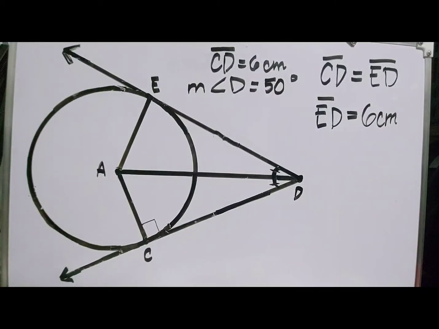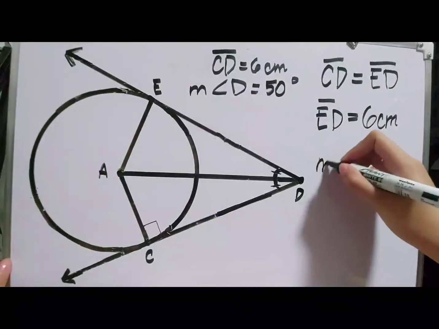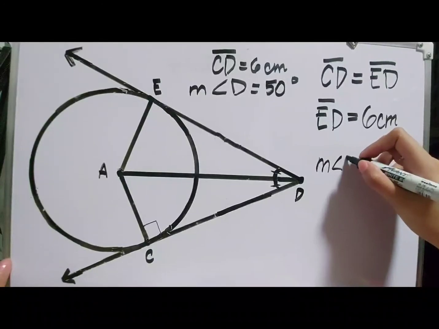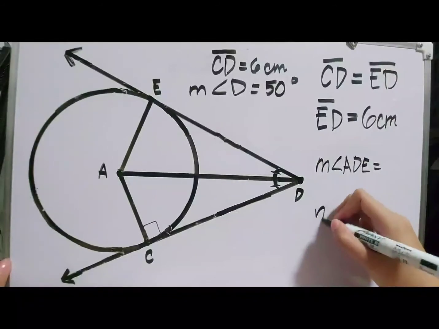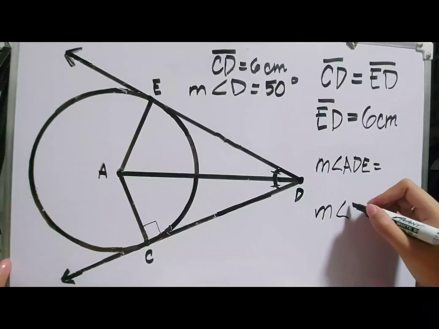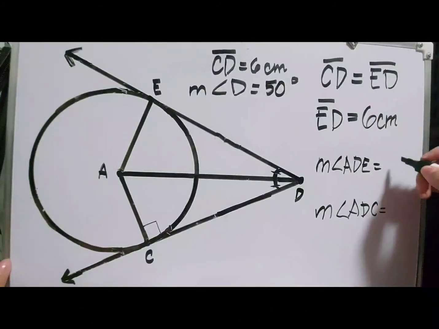This property also indicates that the line segment from the center of the circle to the external point bisects the angle formed by these two tangents. So since the measure of angle D is equal to 50 degrees, then the measure of angle ADE and the measure of angle ADC are both equal to 25 degrees.